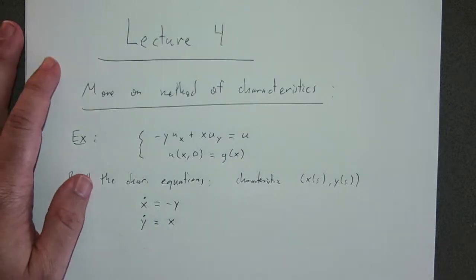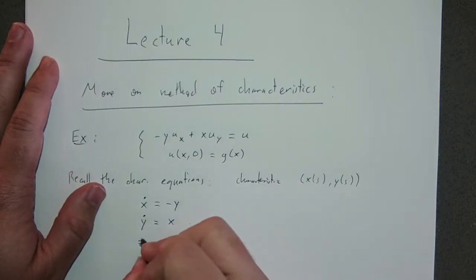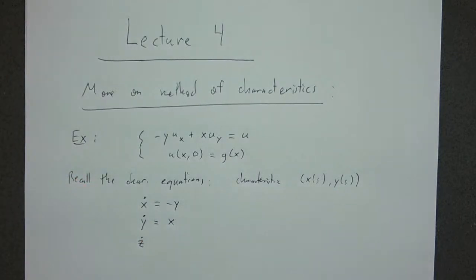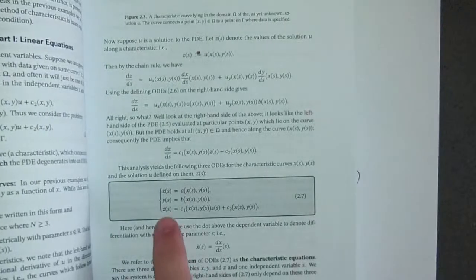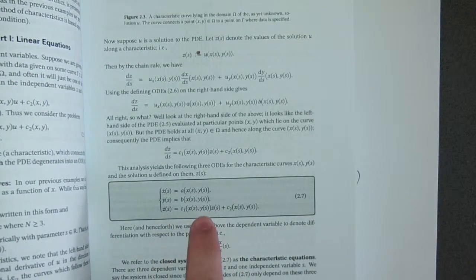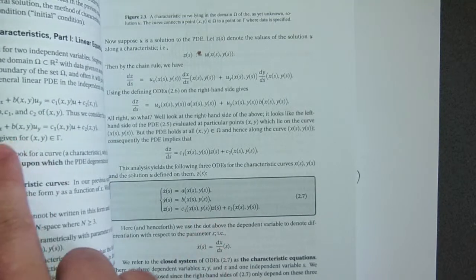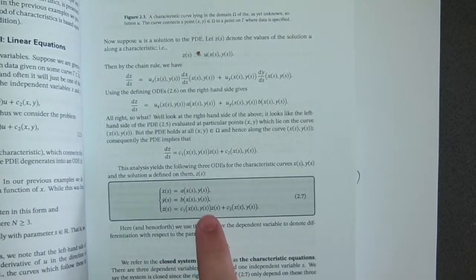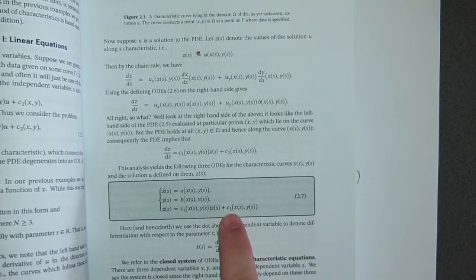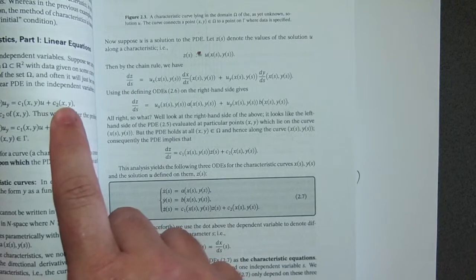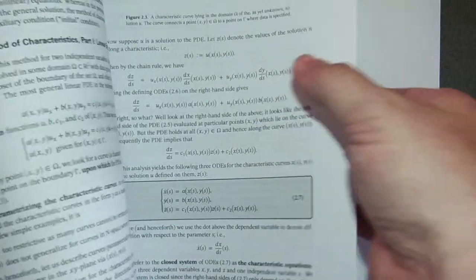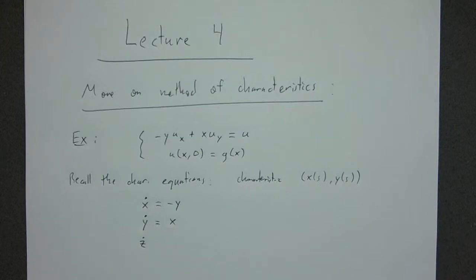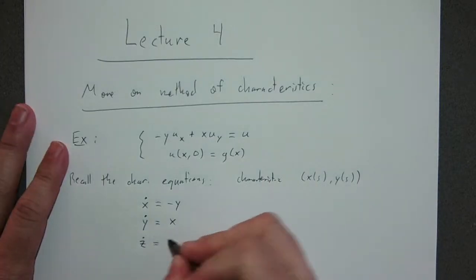And then we also have a z dot. What is this equal to? Well, let's bring back the characteristic equations real quick. So z dot is the coefficient function c1, which in our case is 1 for this example, times z, plus the inhomogeneous part c sub 2, which in this example is 0. And so this is actually just z dot is equal to z.